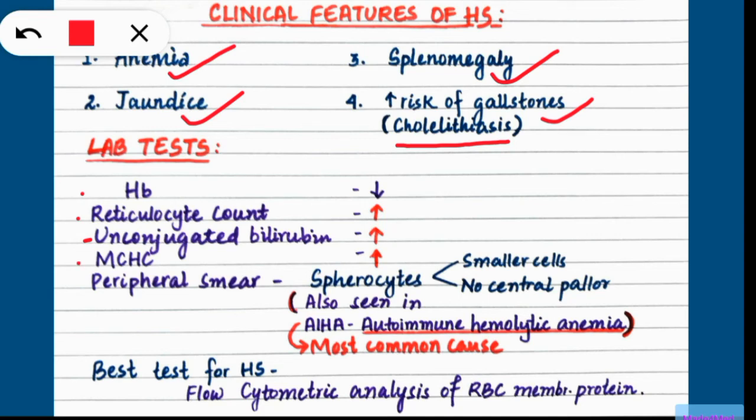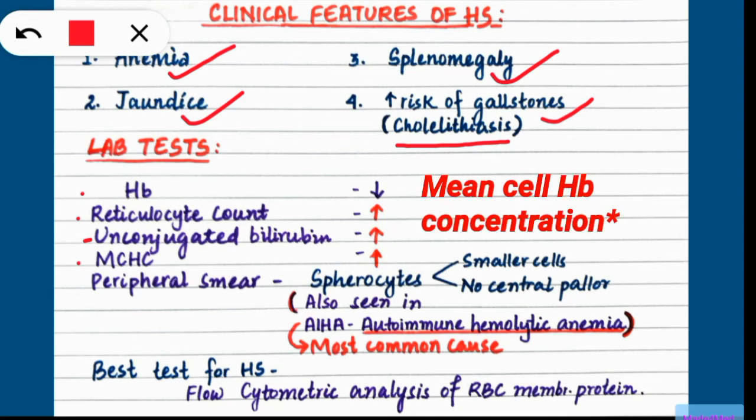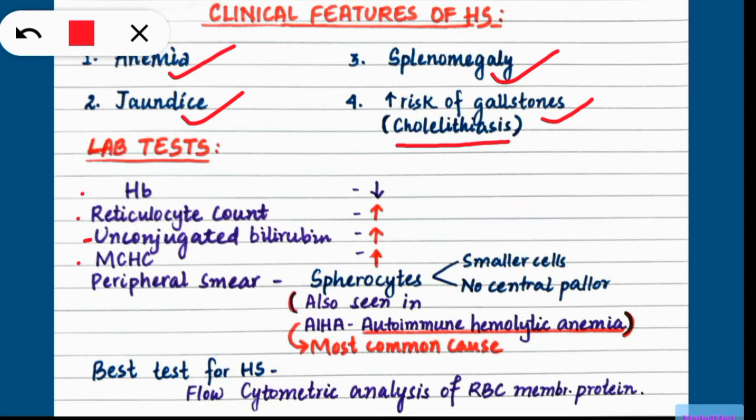Then come to MCHC, or mean cell hemoglobin concentration. So MCHC mainly denotes the hemoglobin density in the volume of packed red cells. Since in hereditary spherocytosis there is loss of water, which in the pathophysiology we have seen is due to erythrostasis, there will be an increase in the density of hemoglobin. That's why MCHC is increased.